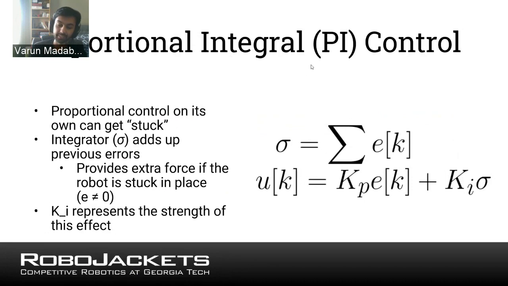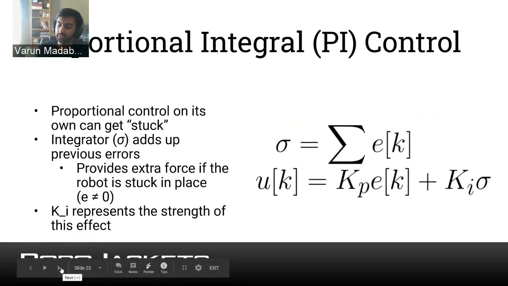So with PID control, there's a set of 3 constants that you will have to tune until the robot performs in the way that you like. Then we'll talk about that a little bit later.